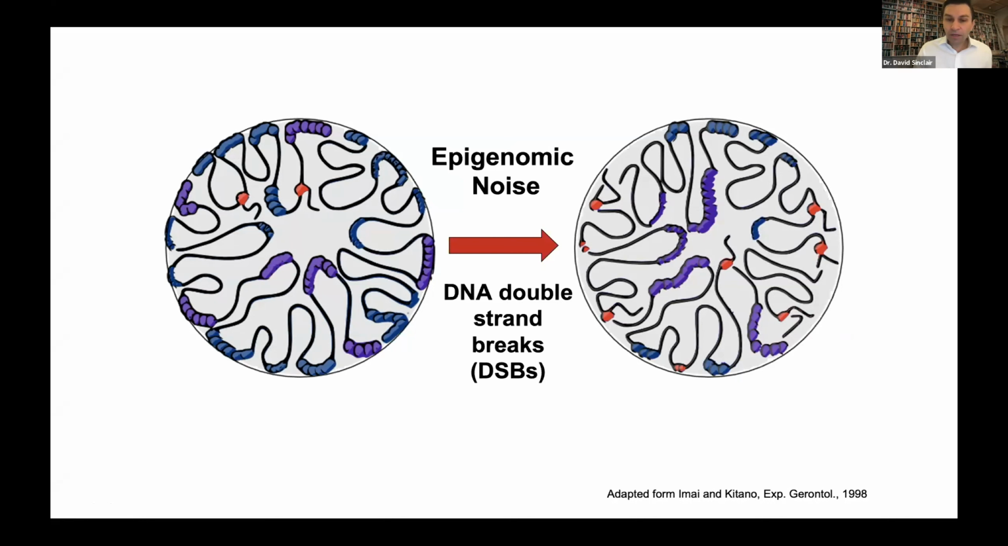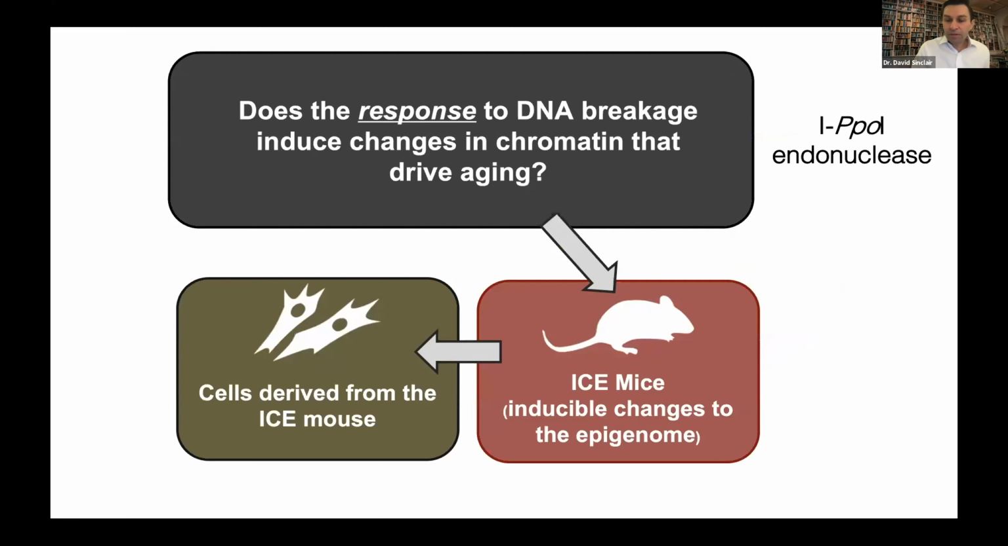So we have been looking at this in mammals to see if broken chromosomes, these DNA double-stranded breaks, are a driver of epigenomic noise and aging. So we built a system, full credit to Philip Oberdorfer, who's now at the NCI. We started making this mouse a decade ago. So we made this mouse where we could induce an endonuclease from a slime mold called PP01. We used it because it was previously used to study DNA repair, and it doesn't cut very often in the mammalian genome.